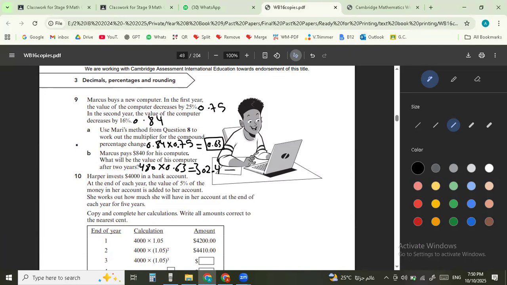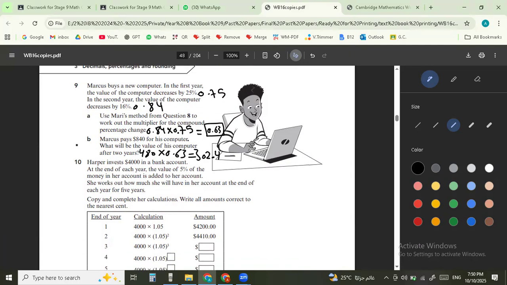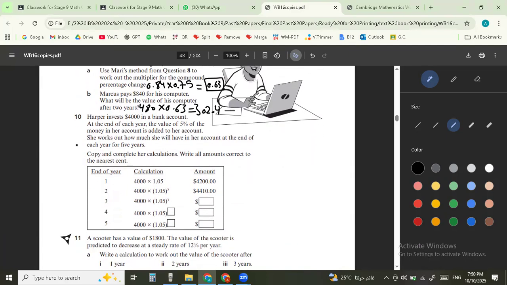Harper invests $4,000 in a bank account. At the end of each year, 5% of the money in her account is added to her account. So every year it increases by 5%. She works out how much she will have in her account at the end of each year for 5 years. Copy and complete her calculations. Write all amounts corrected to the nearest cent. So she did here after the first year, 4,000 times the increase of 5%, which is 1.05, and it gives her this one.